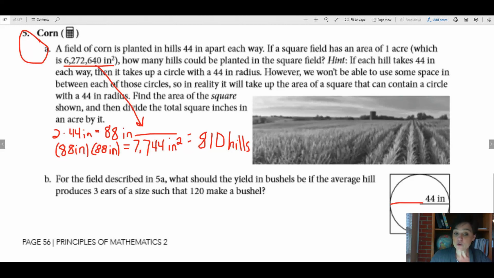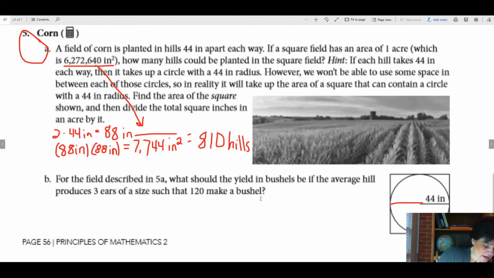For the field described in 5A, this field that I don't quite get, what should the yield in bushels be if the average hill produces 3 ears of a size such that 120 make a bushel? Let me reread that. For the field described in 5A, what should the yield in bushels be if the average hill produces 3 ears of a size such that 120 make a bushel?